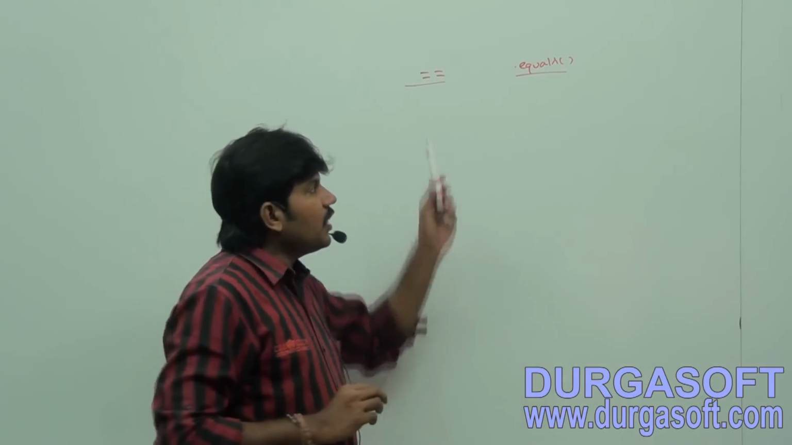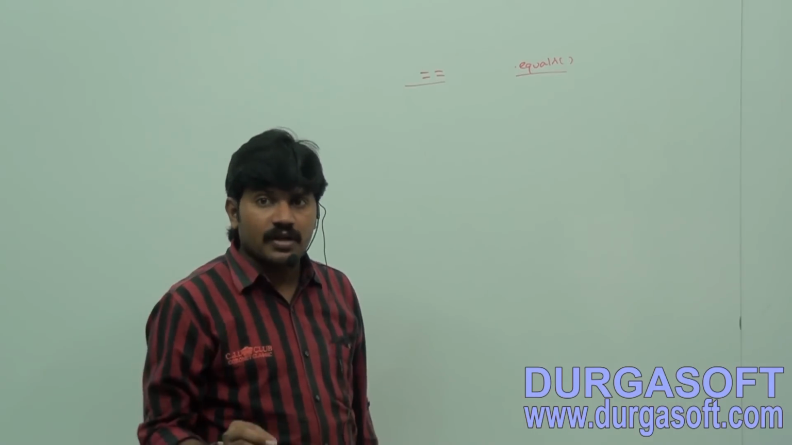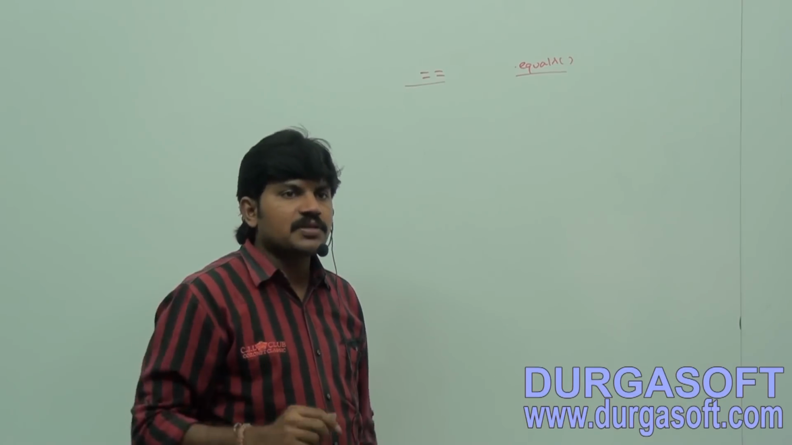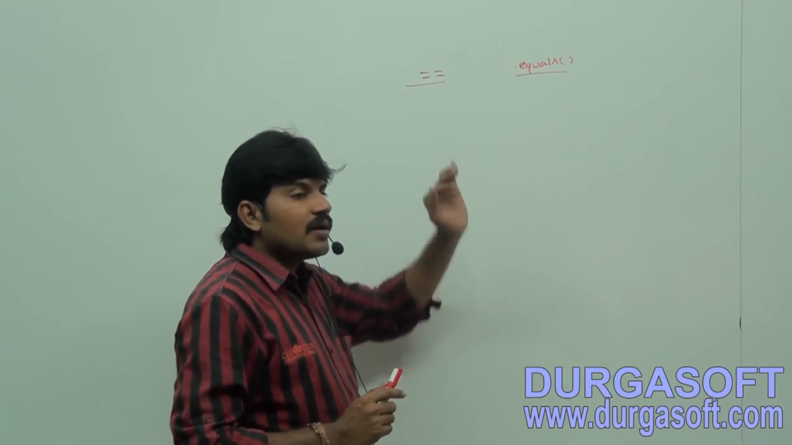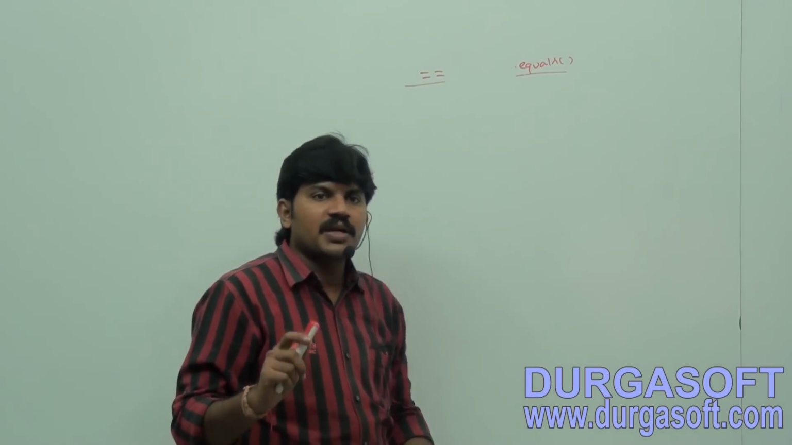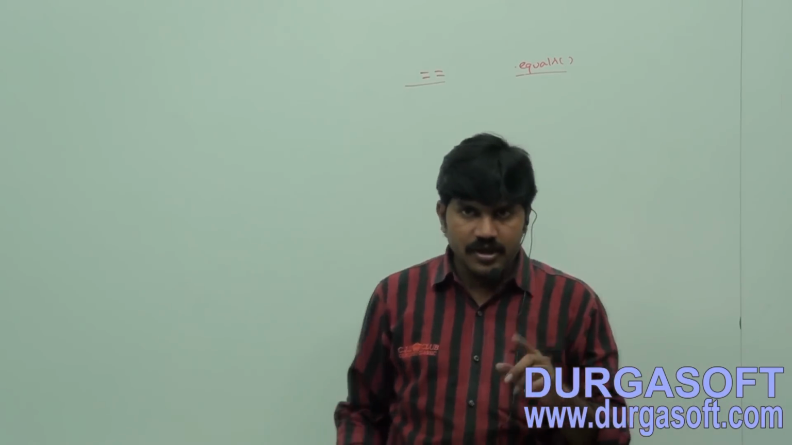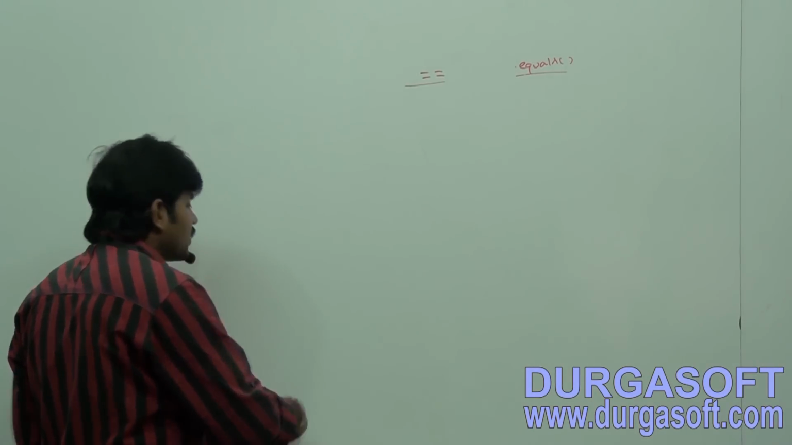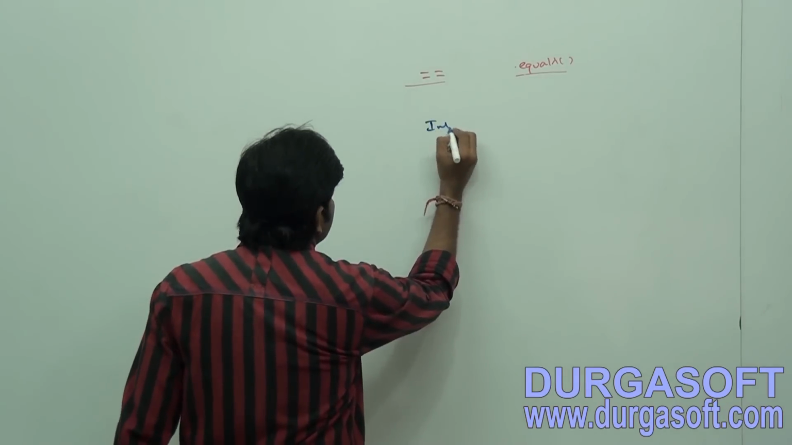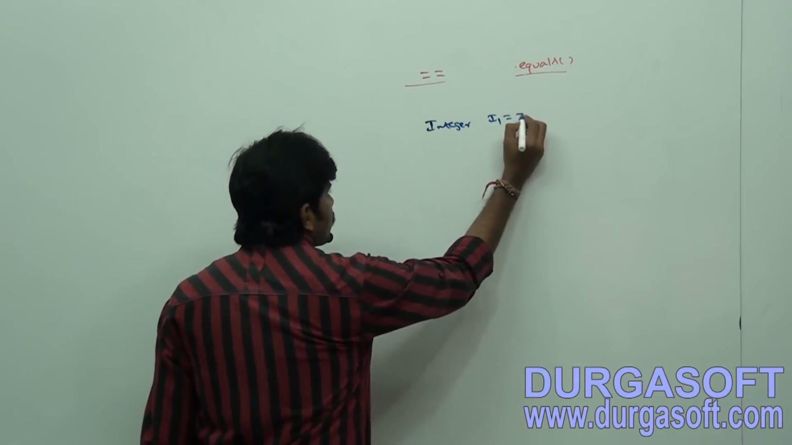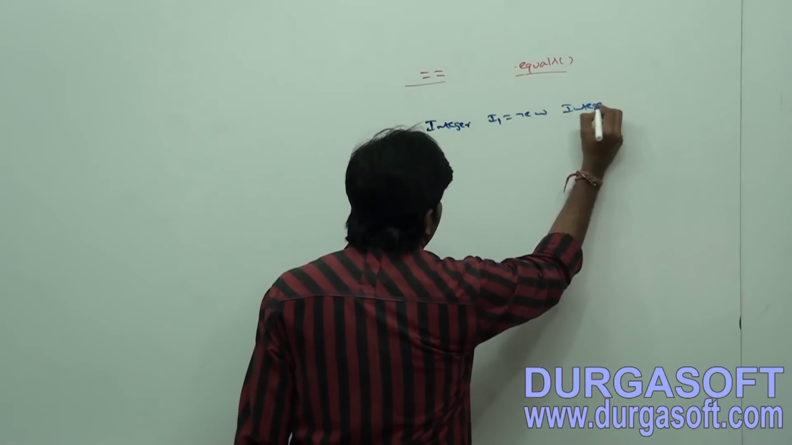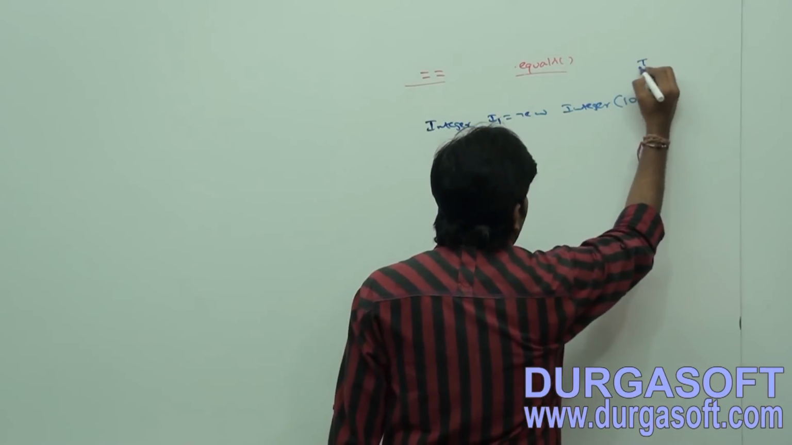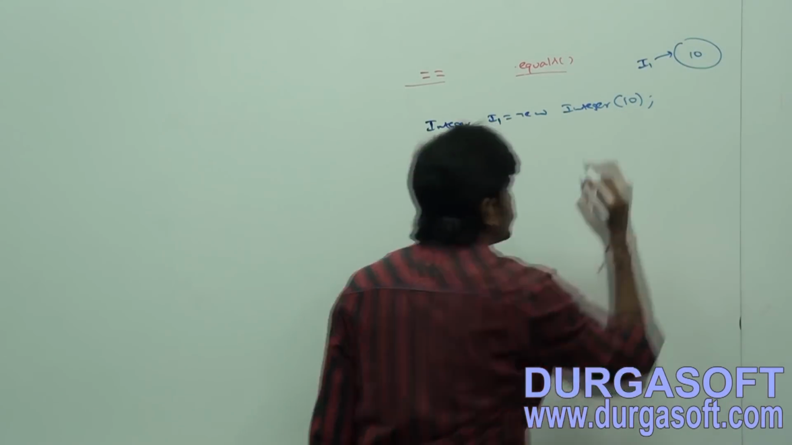The double equal operator is meant for reference comparison or address comparison. But the dot equals method in general is meant for content comparison, right? Are you getting it? Sir, can you explain with an example? You people may ask. Here, see, I am taking Integer i1 is equal to new Integer of 10. So i1 is pointing to 10.